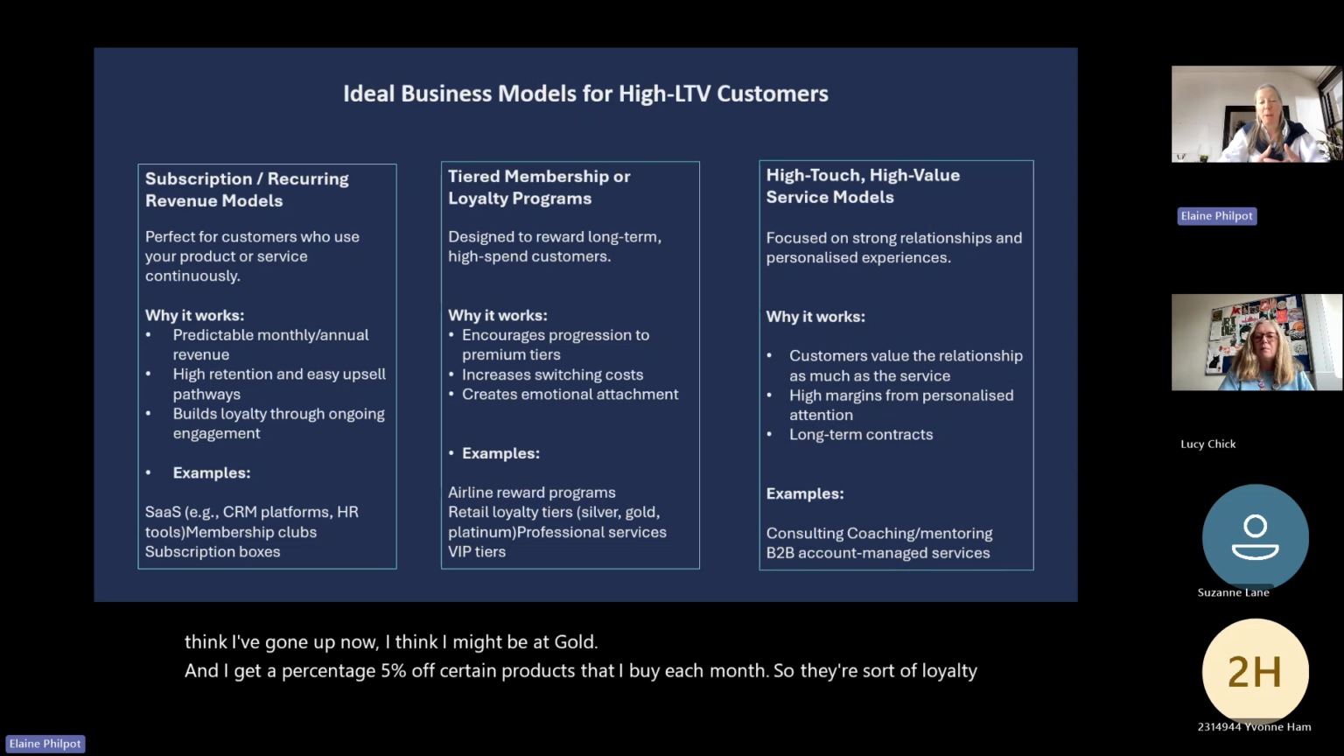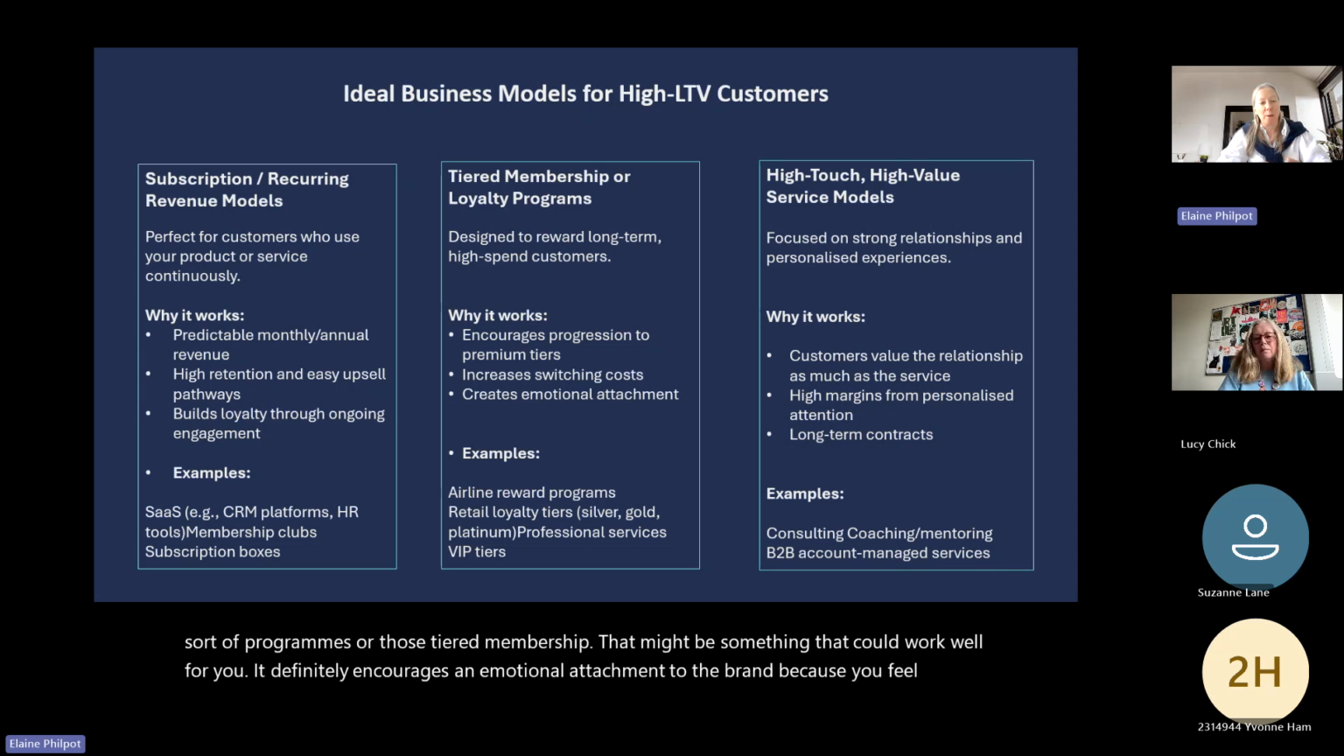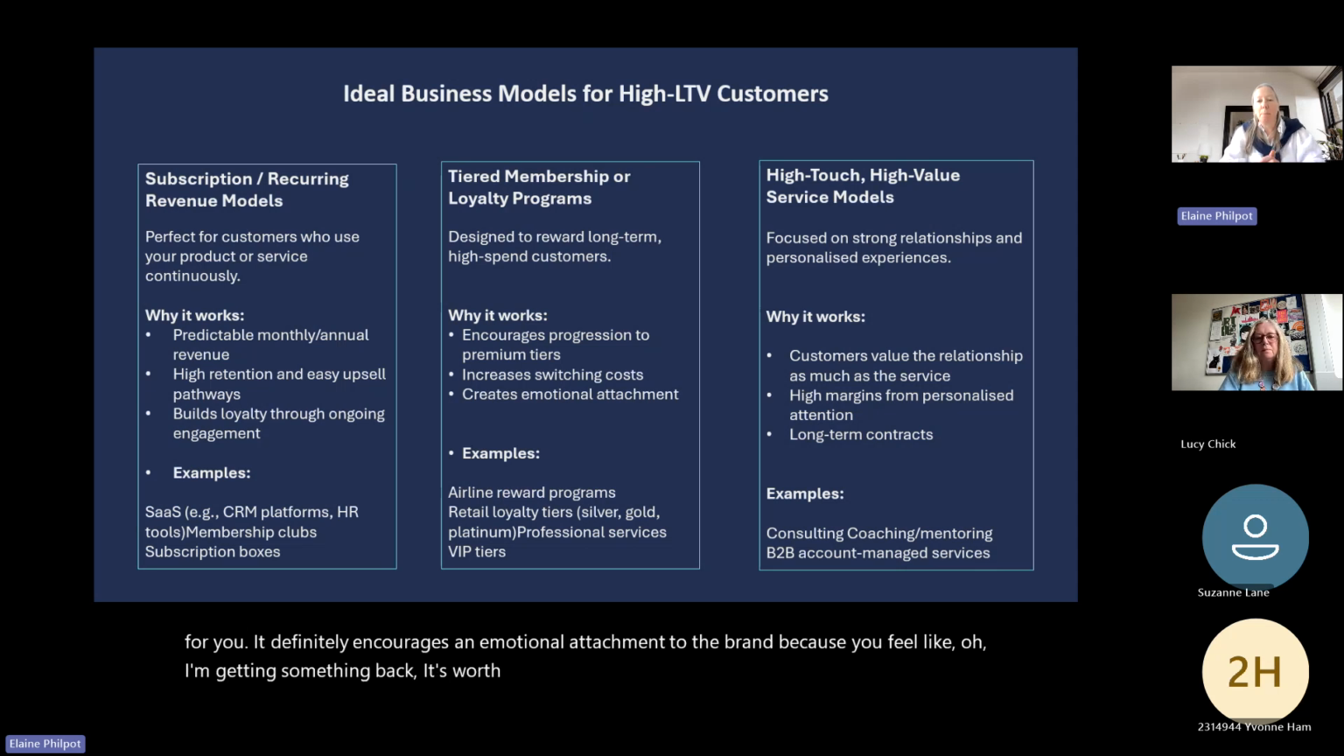programs, or those tiered memberships, that might be something that could work well for you. It definitely encourages an emotional attachment to the brand because you feel like, oh, I'm getting something back. It's worth it. So that might be something to think about as well.